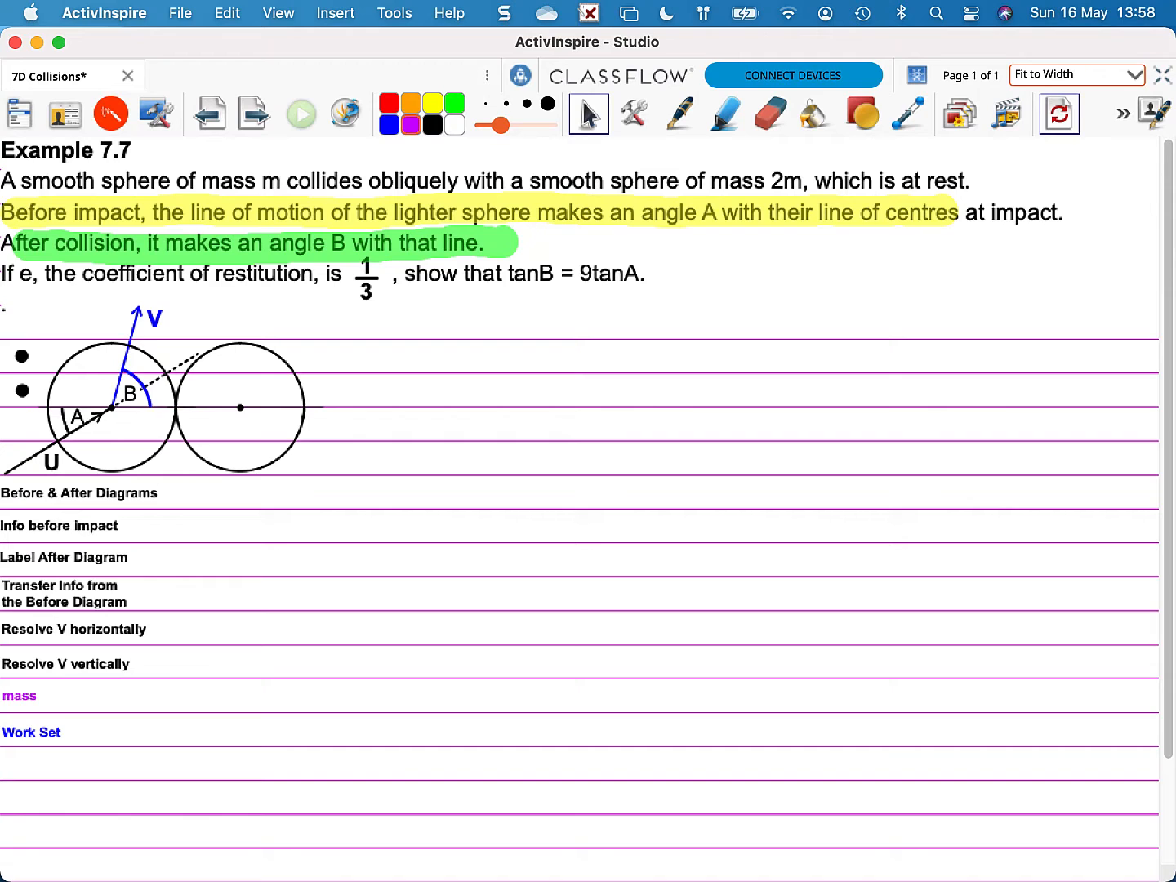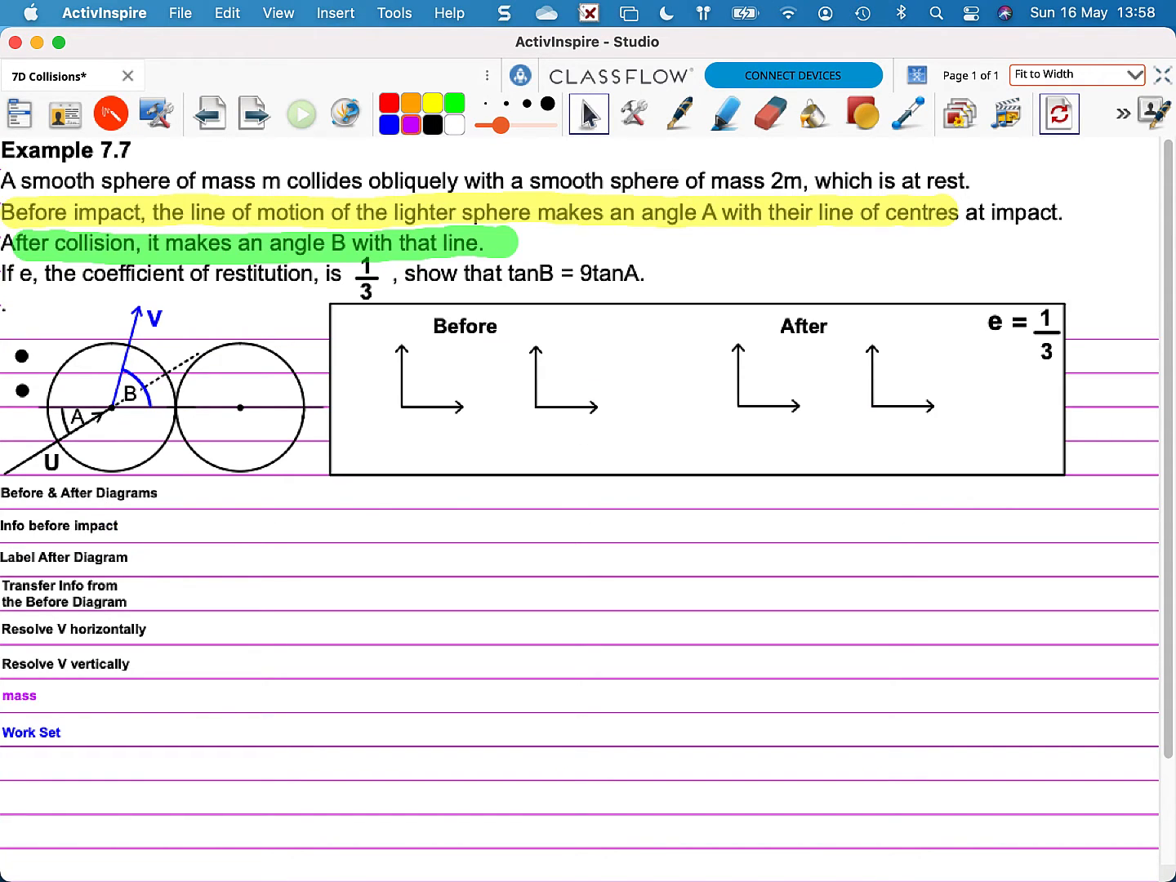So once we've established the information from the question on the diagram, we can go to the traditional approach of doing our before and after diagram. Now, we need an expression for the velocity in here, and in order to get that, we're going to be resolving u through the angle A. So the answer is going to be u cos A.